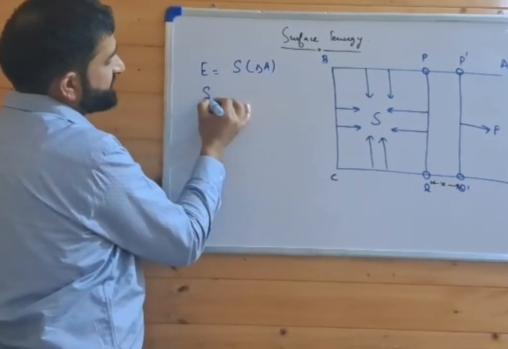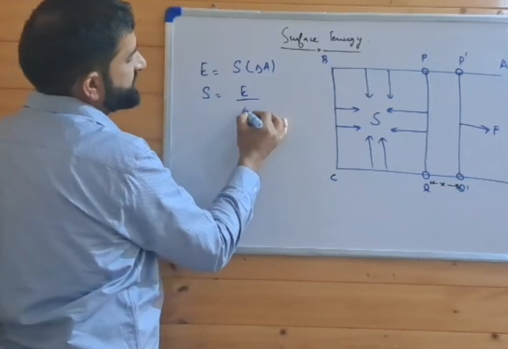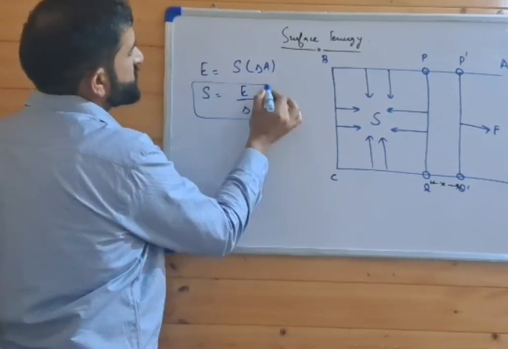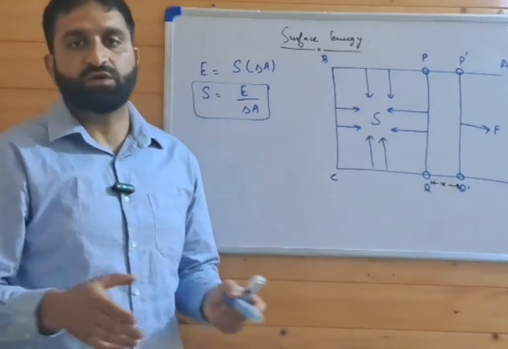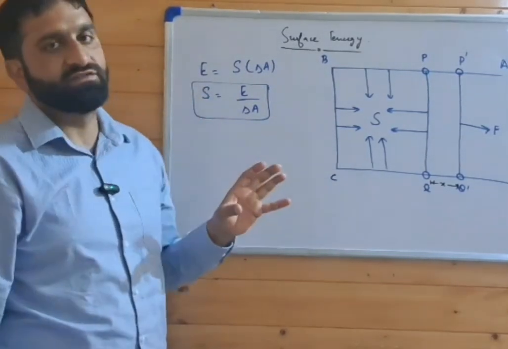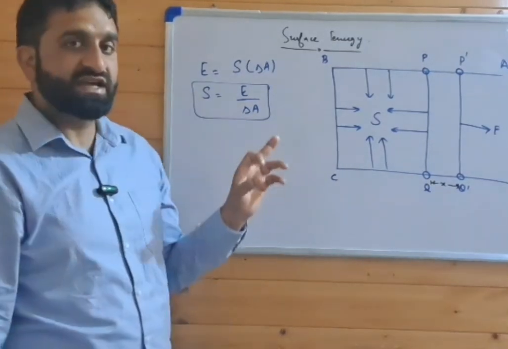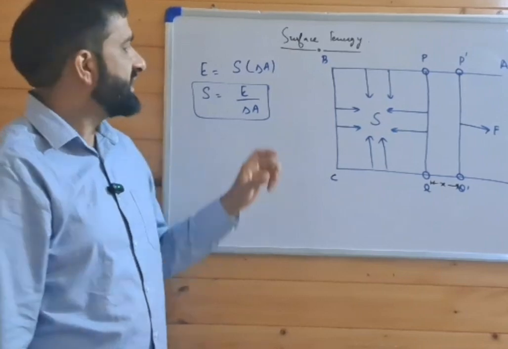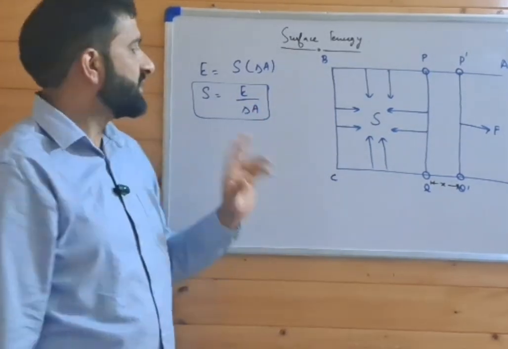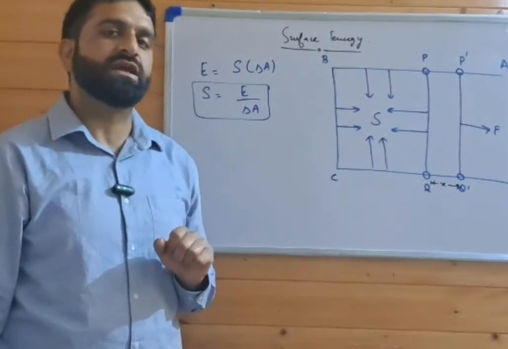Now from here, the surface tension equals surface energy divided by change in area. We already have one definition for surface tension, that is force per unit length. We have here got another definition from the surface energy, that is, the surface tension can be defined as the ratio of surface energy to the change in area. As the energy and the area are both scalar quantities, the surface tension is a scalar quantity.